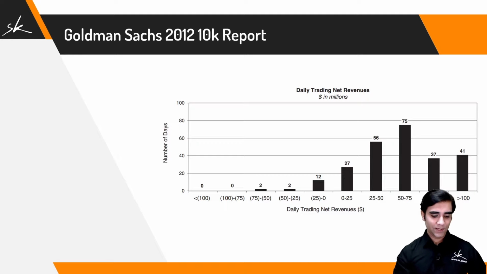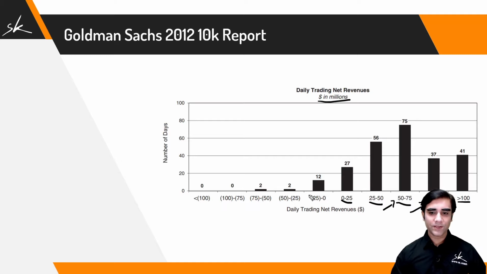What you can see here is a graph, and on this graph we have the numbers 0 to 25, 25 to 50, 50 to 75, 75 to 100, and over 100. Now what are these numbers? These numbers are in millions of dollars. So this means 0 to 25 million dollars, 25 to 50 million dollars, 50 to 75 million dollars, 75 to 100 million dollars.